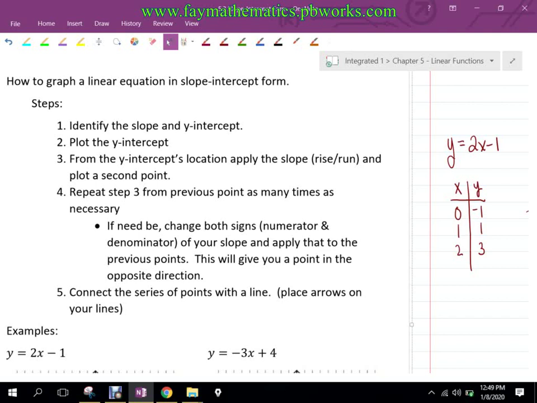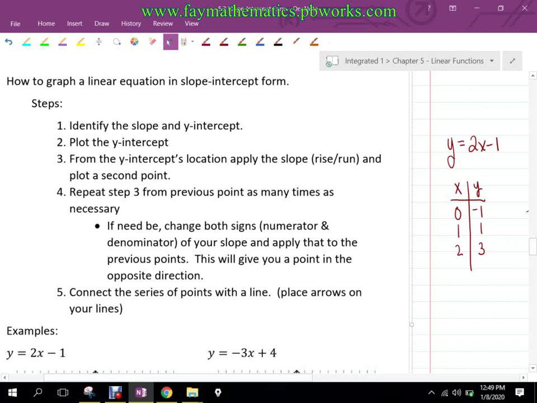Step 2 says you're going to plot the y-intercept. That's the first thing you always have to do, plot the y-intercept. And that step is actually the same as us coming over here and choosing x to be 0 and getting y to be negative 1. Does that make sense? Because if I plotted that, it would be on the y-axis, which is the y-intercept of my line.